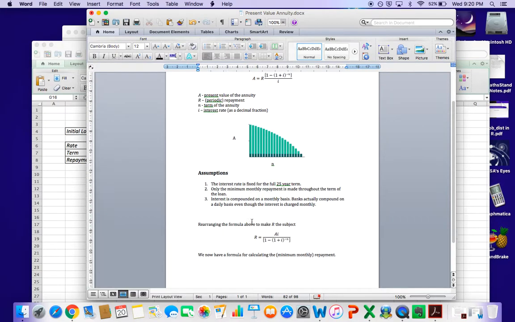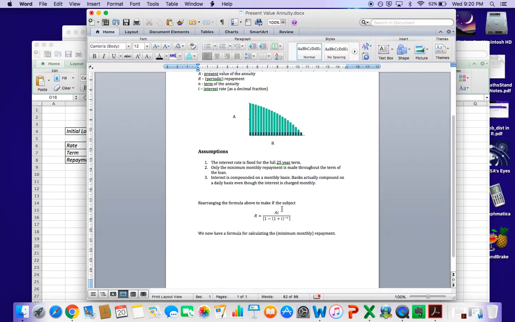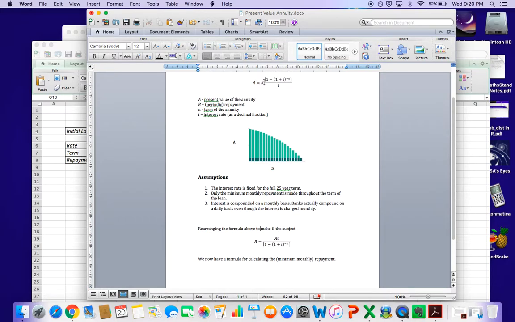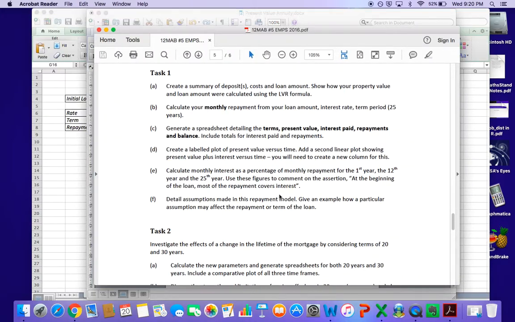We've got the assumptions of the model, and now here's the model down here again, just rearranged so that we make R the subject. Because generally what happens with a loan is you'll have some amount that you borrow, there'll be an interest rate that the banks will quote to you, and then based on that amount that you borrow and the interest rate and the term, the 25 years for us, we can work out the repayment. So we're going to have to use that formula. In fact, that is one of the early steps in task 1 of the assignment. I think it's part B here, calculate the monthly repayment. So we'll just do it now in Excel. We'll do it in a minute in Excel.